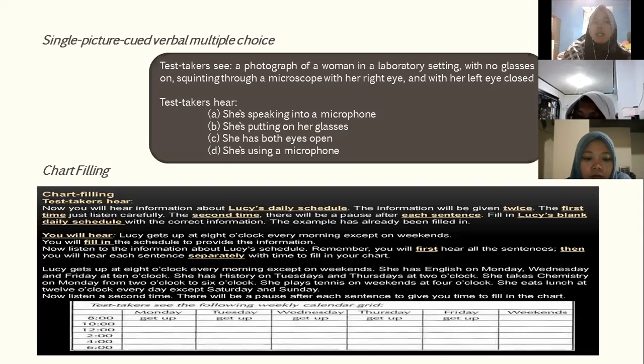Okay, the second one is single picture skewed verbal multiple choice. If the previous one used pictures, this one uses sentences, such as a conclusion or maybe a sentence about what's happening and what has already been explained through the audio. Okay, so the students should listen to the audio carefully so they will get the answer correctly for the test.